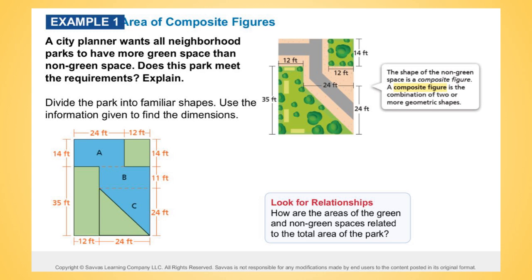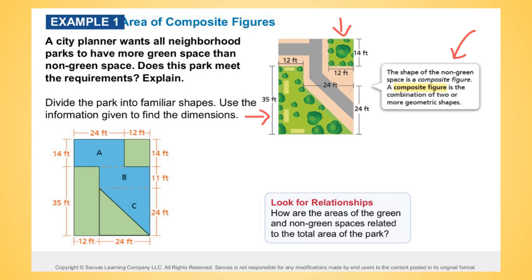So we're going to be dealing with area. And it looks like the green spaces are what we're going to call composite figures. And you're going to see that that definition is right here. A composite figure is simply the combination of two or more geometric shapes. And as I'm looking at that, this looks suspiciously like a rectangle. And this one I think we can divide into a rectangle and a triangle.